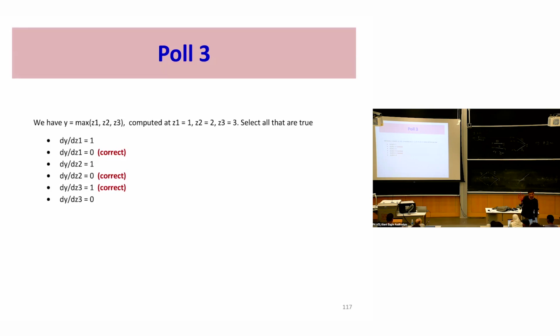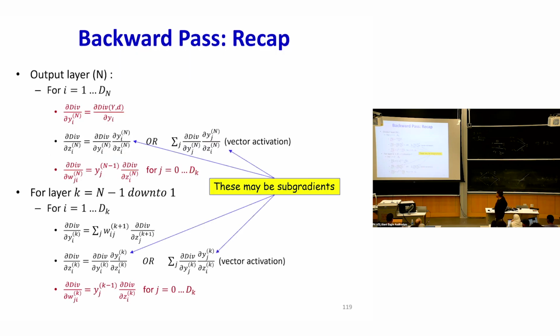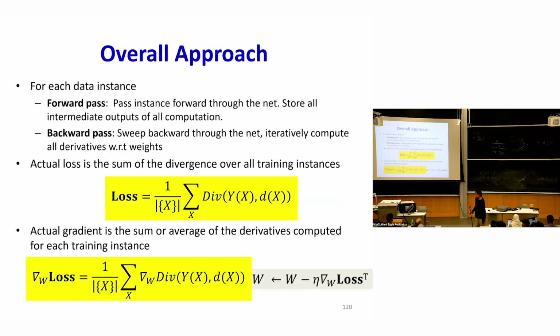Questions? No. Okay, and so here's the backward pass. In the backward pass, if you have activation functions which are not differentiable at some point, so long as the function is continuous, you can always compute a subderivative of sorts, and you can use that in the place of the derivative.